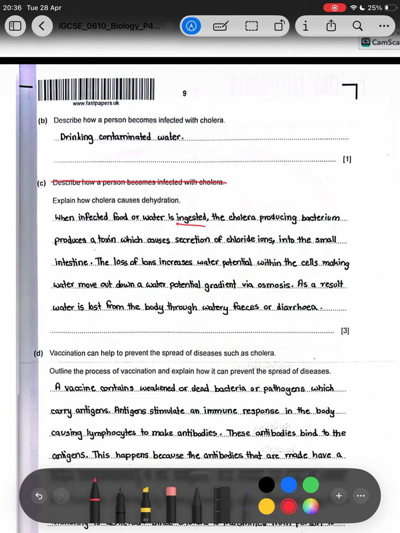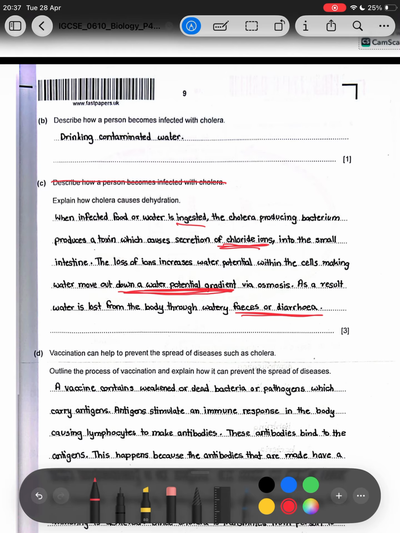So let's break this down. When infected food or water is ingested, the cholera producing bacterium produces a toxin which causes secretion of chloride ions into the small intestine. The loss of ions increases water potential within the cell, making water move out of the cell and down a water potential gradient via osmosis. As a result, water is lost from the body through watery feces or diarrhea.